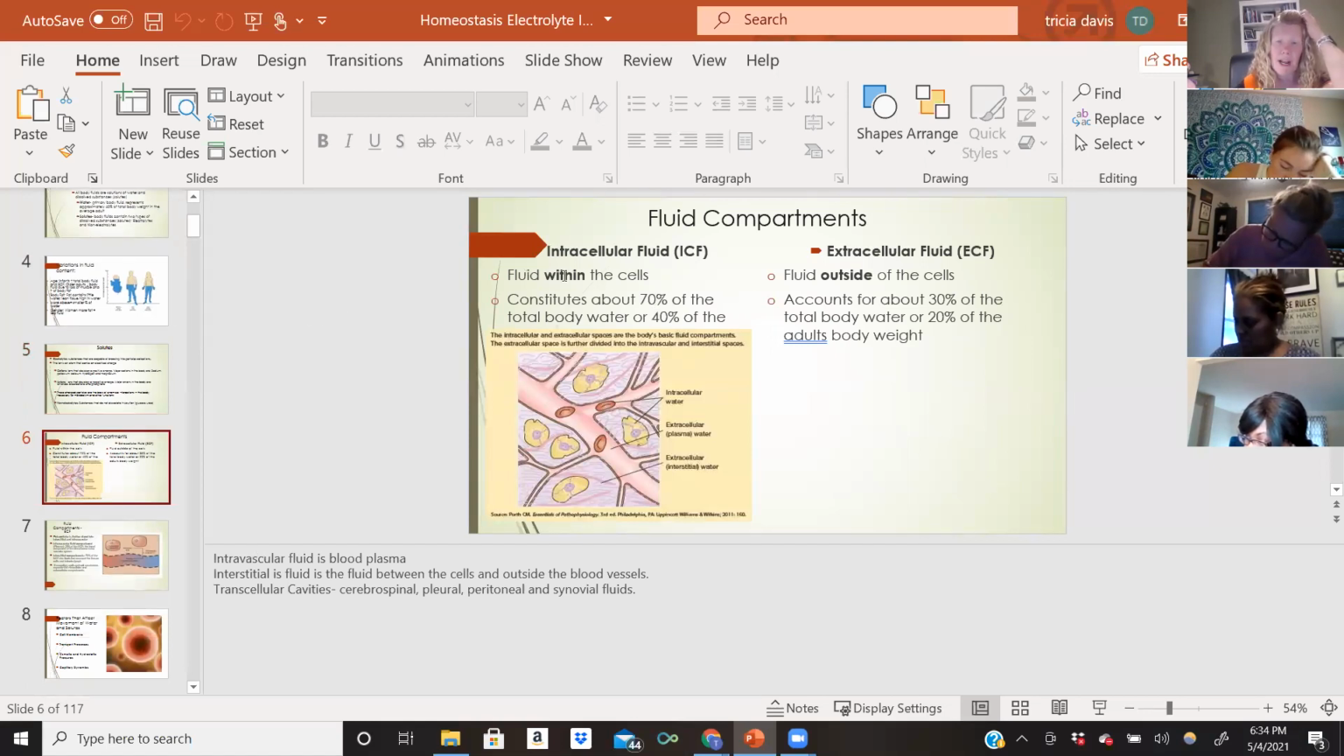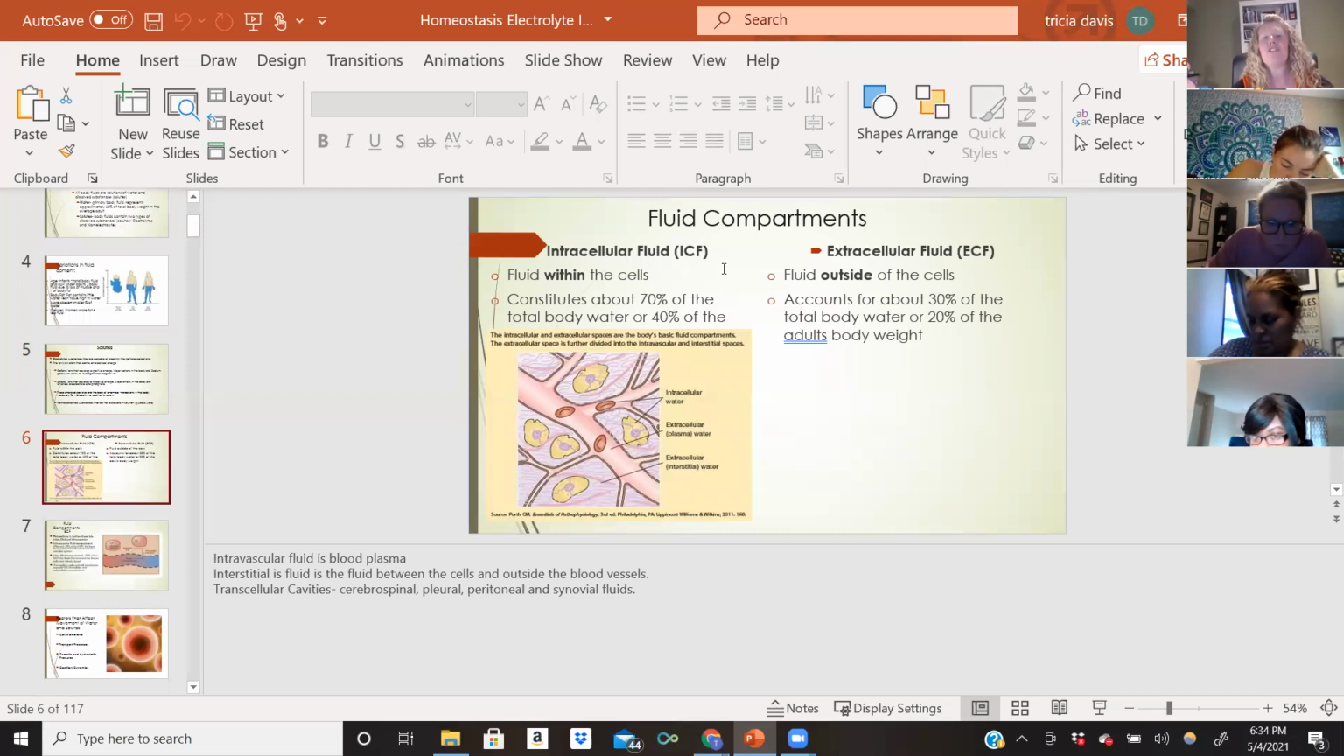So when we talk about our fluid compartments, and this is really important, I need you guys to really understand this, study this, make sure that you understand this, because this is going to help you to be able to determine where all the fluid is when we start talking about fluid shifts and things like that. So this is a really important slide. So we have a couple different fluid compartments.